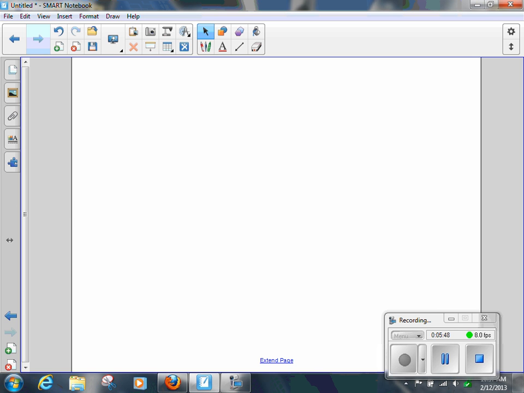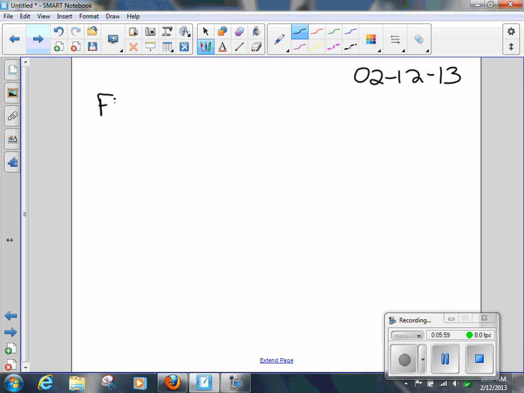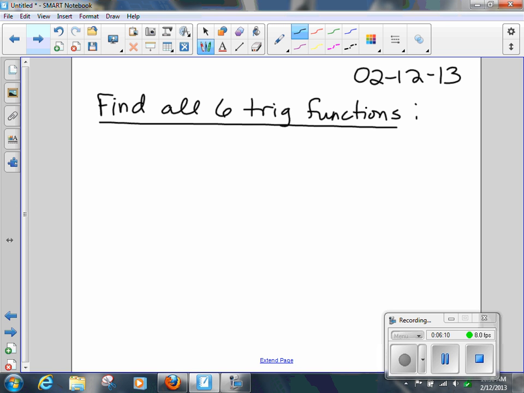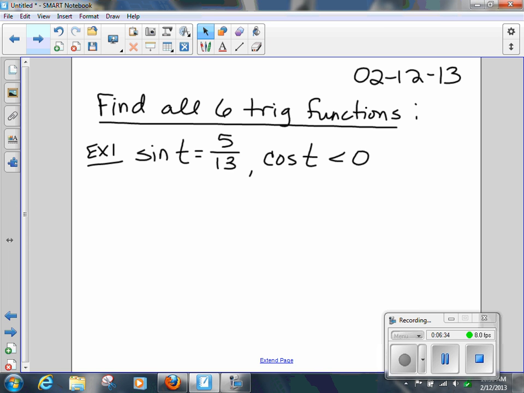Here we go. Notes. Let's roll. Okay, we're still finding all the 6 trig functions, but we're going to be given some information a little bit different than normal. First example, where you're told that the sine of the angle, sine of t, is equal to 5 over 13. We're given that. And we're given that cosine of t is less than 0. That's all we're given. Now, I told you last week that there are times, I said this will all make sense next week.